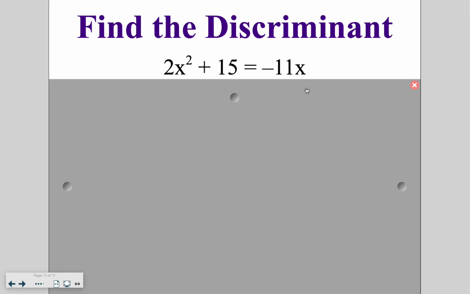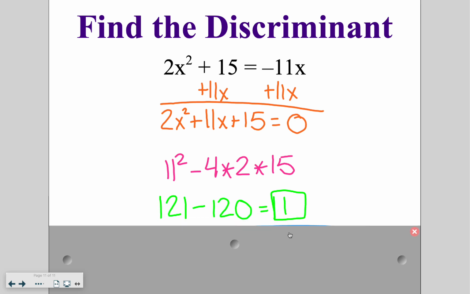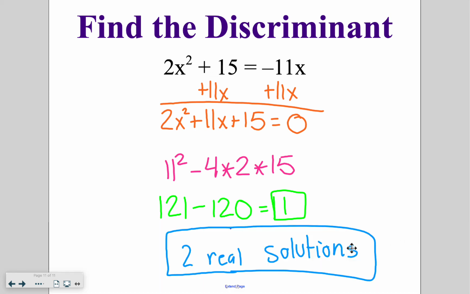First, calculating the discriminant. So you add the 11x to both sides and continue to solve with a is 2, b is 11, and c is 15, getting you down to a discriminant of 1. So if your discriminant is 1, how many solutions does this equation have? Because it is a positive number, it has 2 real solutions.